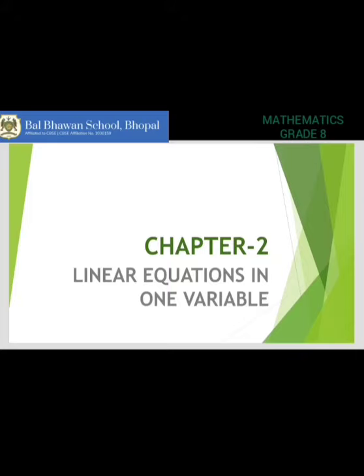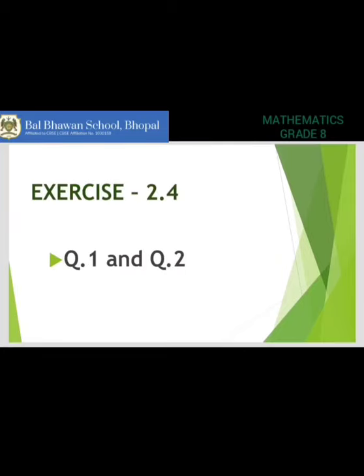Students, we are going to continue chapter 2, linear equations in one variable. Today in this class, we are going to solve two questions, question 1 and question 2 of exercise 2.4.